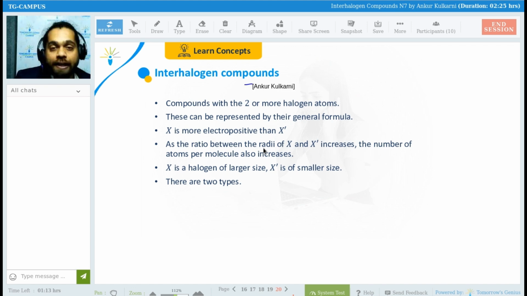So we know what interhalogens are: compounds with 2 or more halogens. And this is also one more thing: X is more electropositive than X'. It is another way of putting it. The larger atom will always be more electropositive, because as we go down the group, electronegativity decreases. So you can remember it from the size also, no issue.